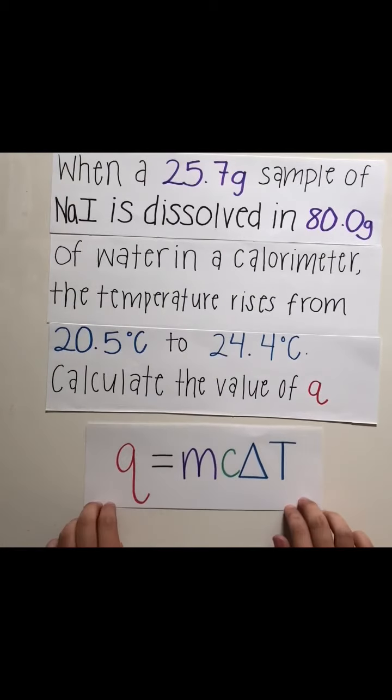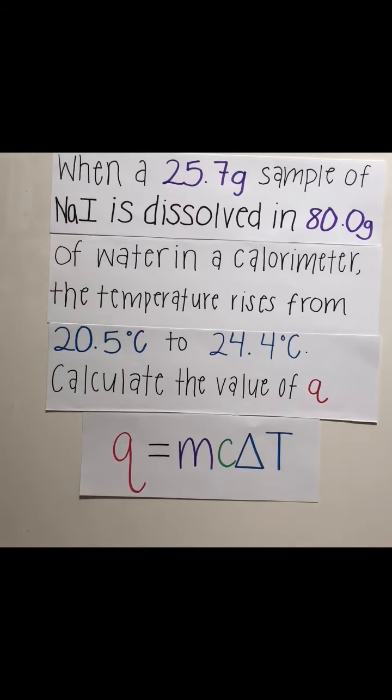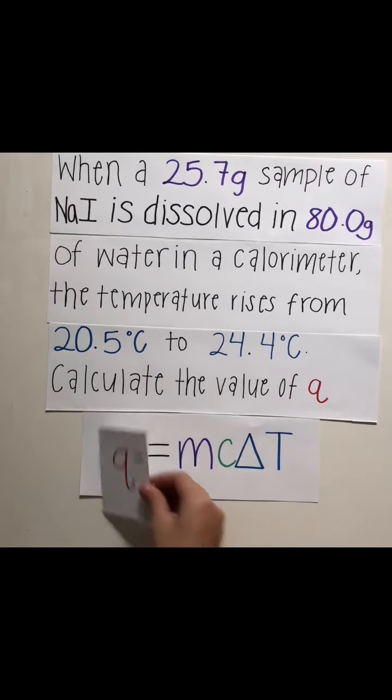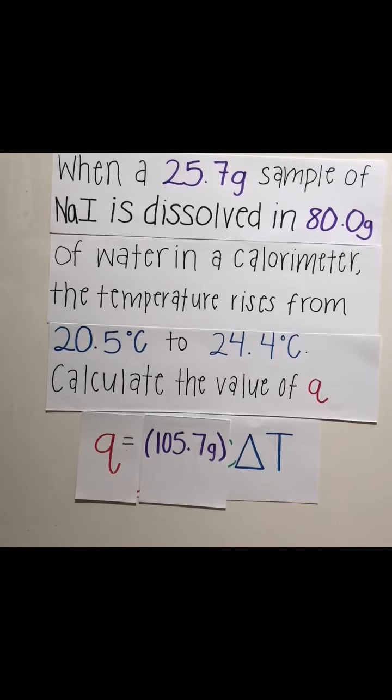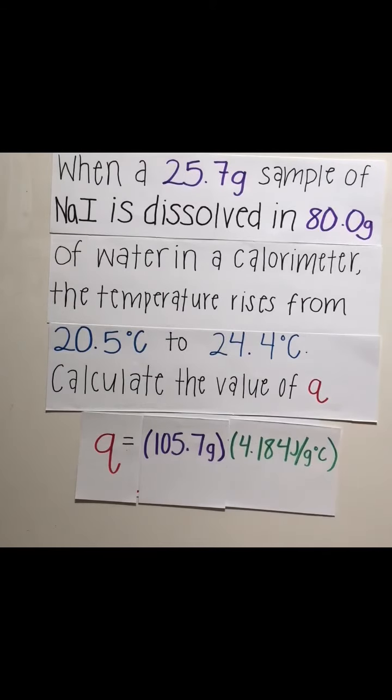Finally, we plug all our variables into the Q equals mc delta T equation. We have our Q equals 105.7 grams times the specific heat of water, which is 4.184, and we use the specific heat of water because when 25.7 grams of a solid is being dissolved into 80 grams of water, the solution is mostly water. And finally, we multiply that by our delta T, 3.9 degrees Celsius.